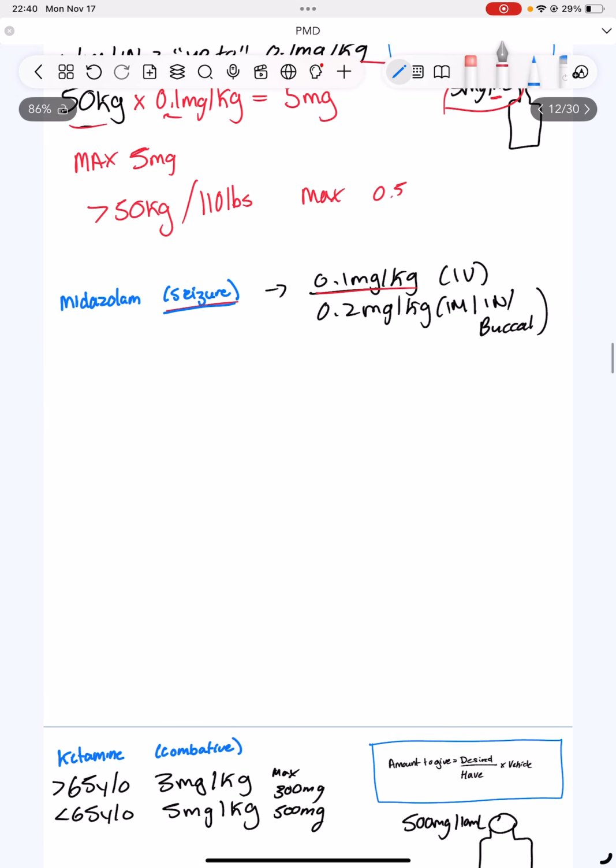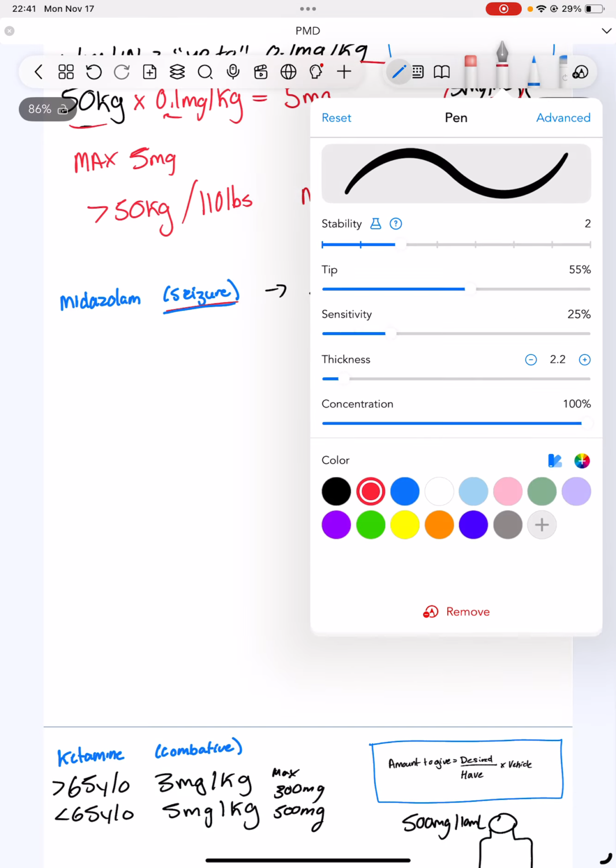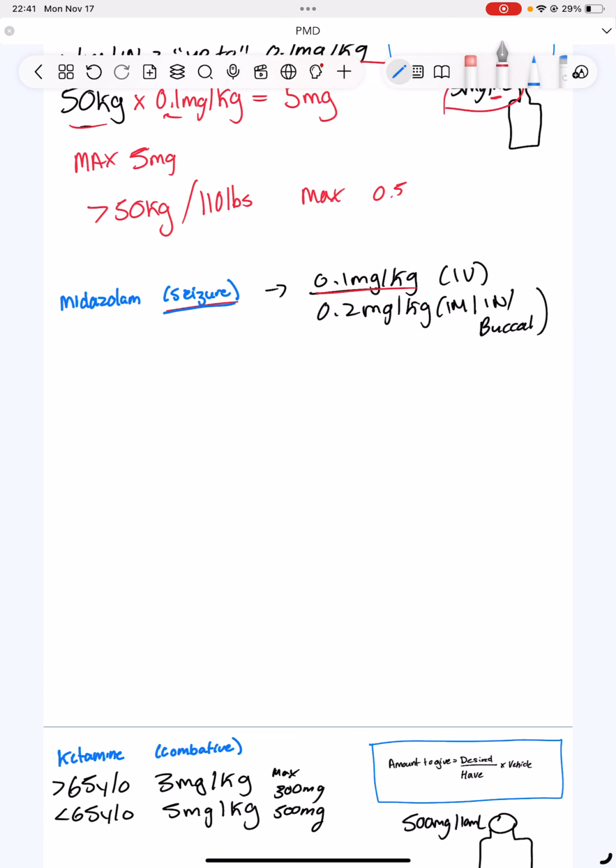All right. Now let's look at a seizure patient. Same idea. It's exact same idea. Let's just say that they're 30 kilograms. Okay, so 30 kilograms times 0.01 milligram per kilogram. My kilograms cancel out. I'm going to give 3 milligrams. Okay. And now let's stick that into our equation.